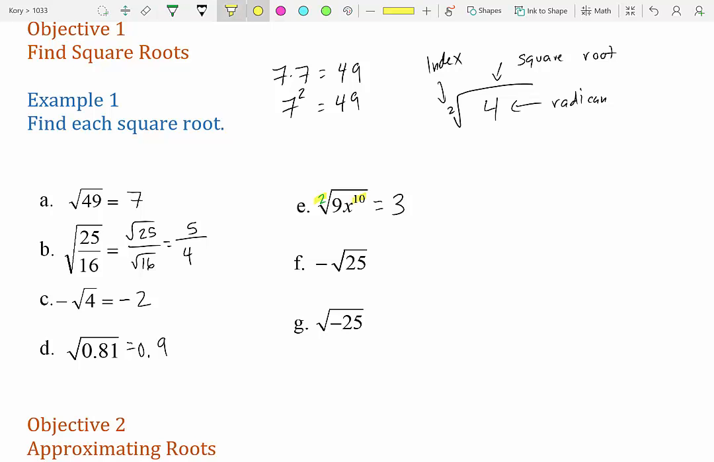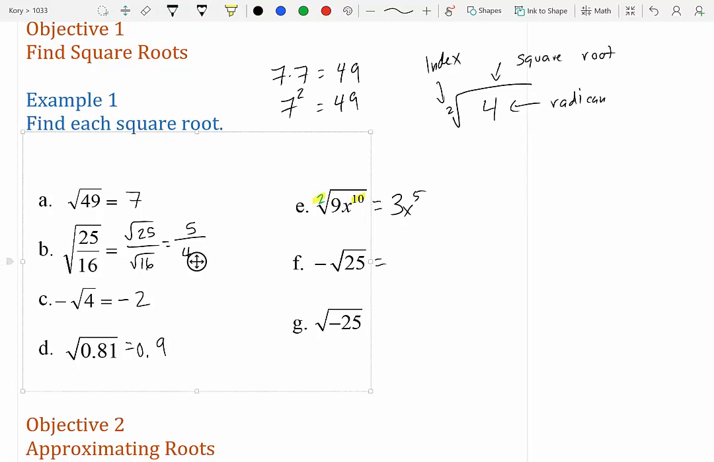So 10 divided by 2 is 5. There's nothing left over. So the square root of x to the 10th is x to the 5. We will go over more with variables later on. Don't worry about it. So we have the negative square root of 25, which is negative 5.